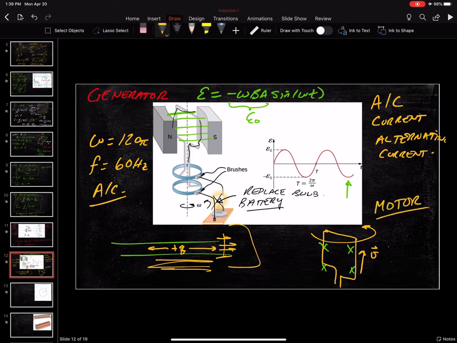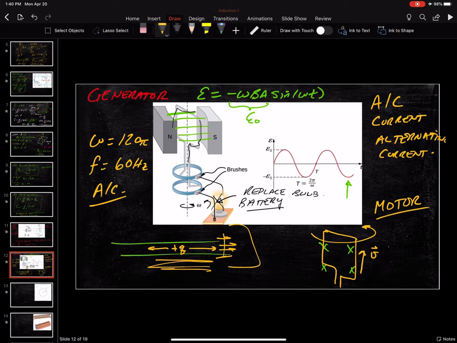Okay? And so it's the same device. Generators and motors are the same device. They're just running backwards from one another. In one case, you are using a magnetic field to produce a current, by rotating a wire in the presence of that magnetic field. In the other case, you're using a current in that magnetic field to rotate the wire.